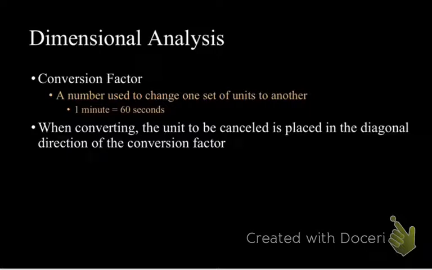So when you're converting from one unit to the other, the unit that you are working with initially needs to be canceled out. So in order to cancel out a number, you have to divide it by itself. So when we're doing the conversion, we're going to end up putting it on the bottom so that it can be canceled out. And this will make more sense as we do some examples.